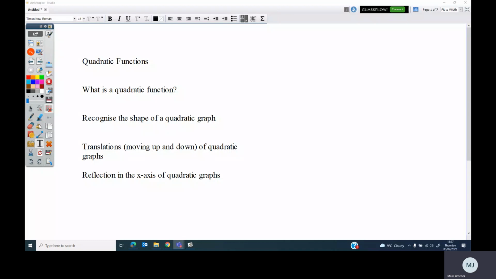This video is about quadratic functions. I'm going to find out what a quadratic function is. You'll recognise the shape of a quadratic graph, and we'll look at translations, that's moving quadratic graphs up and down, and reflection in the x-axis of quadratic graphs.